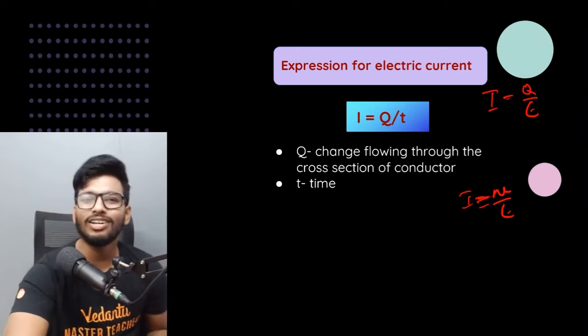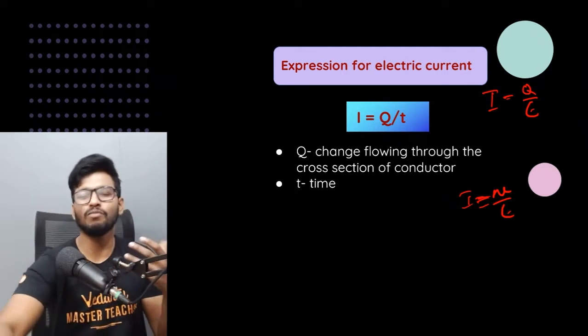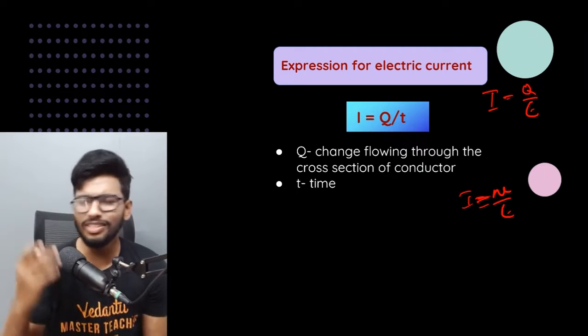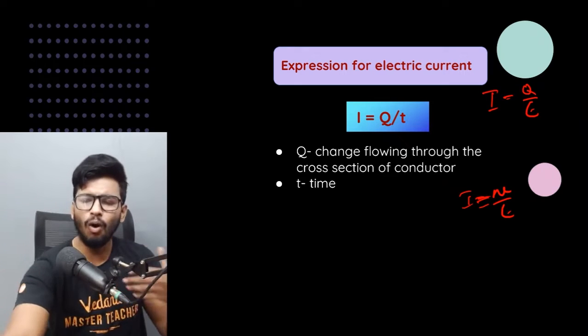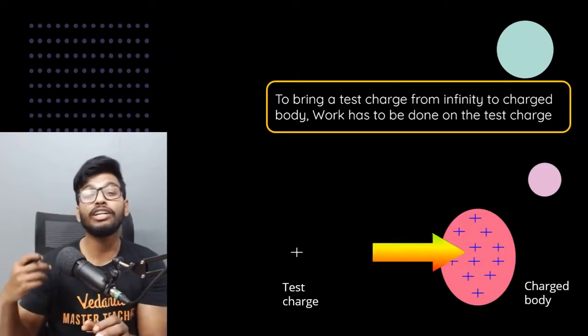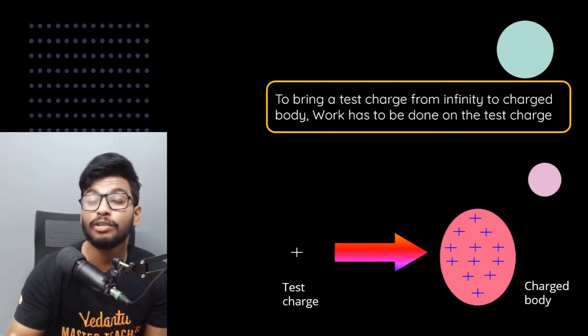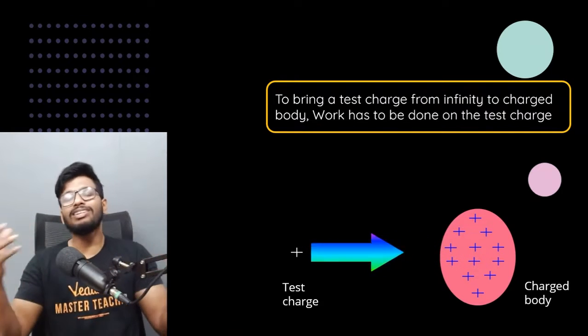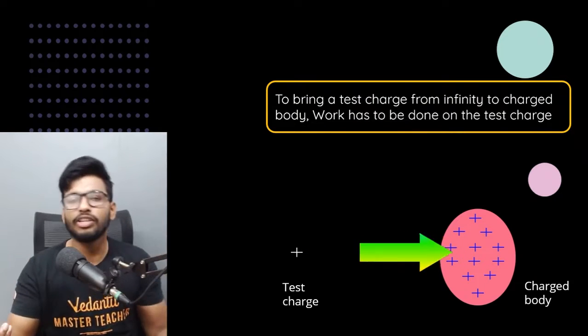So this is what is current. But again, guys, what causes the current to flow? Just think about it. If I have a conductor, what makes this current flow from one point to another? This is where potential difference or electric potential comes into the picture. So what is this potential difference?